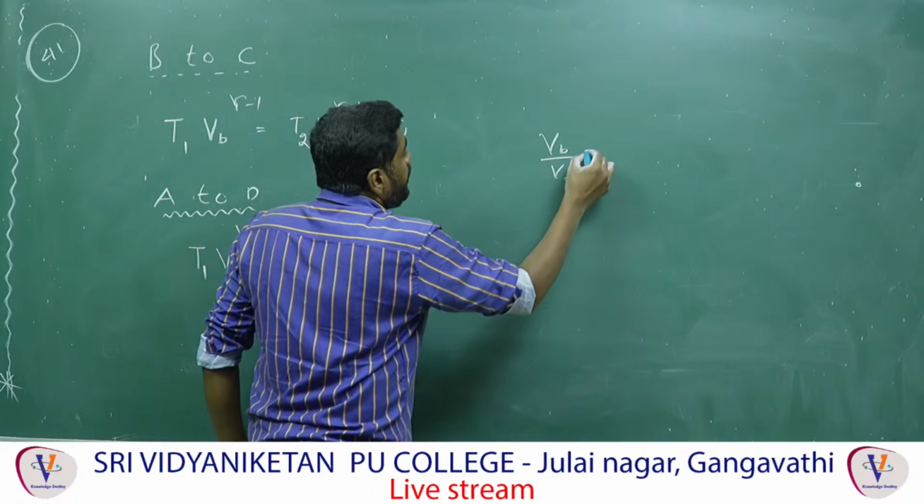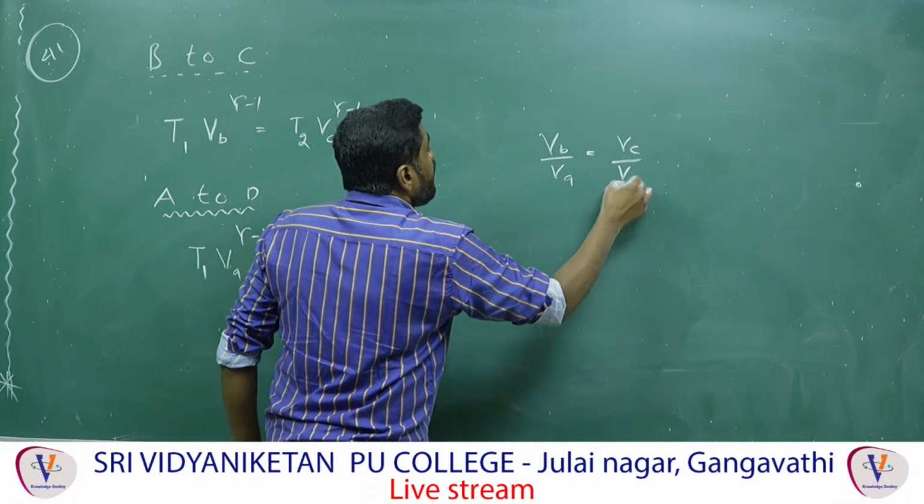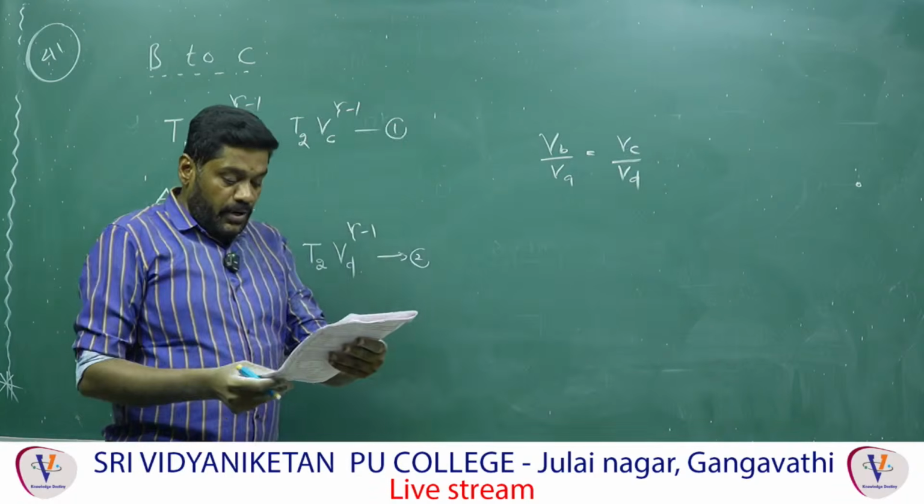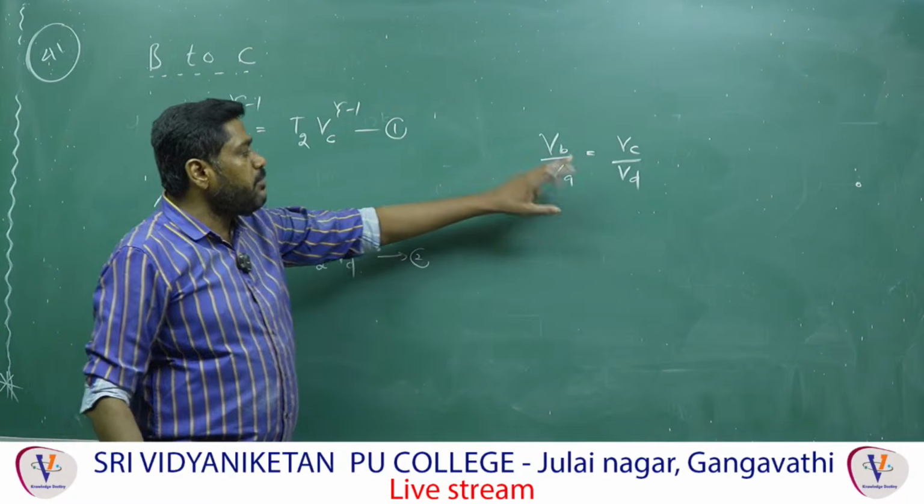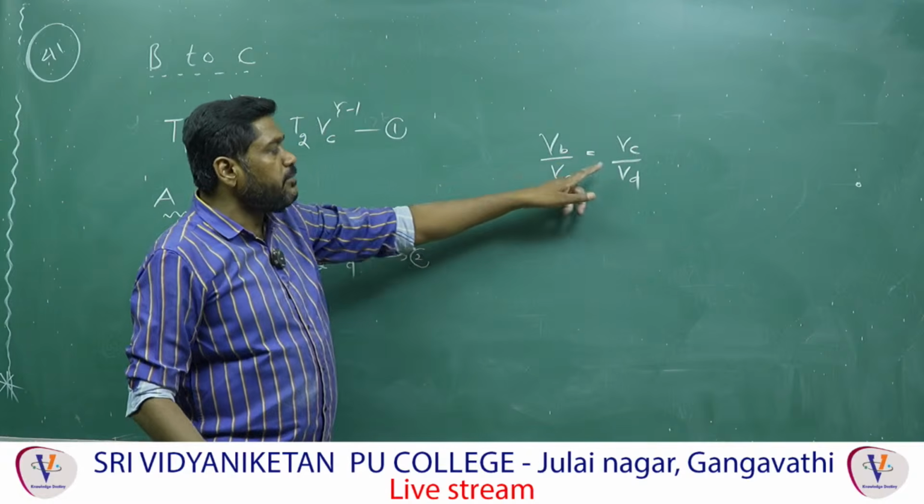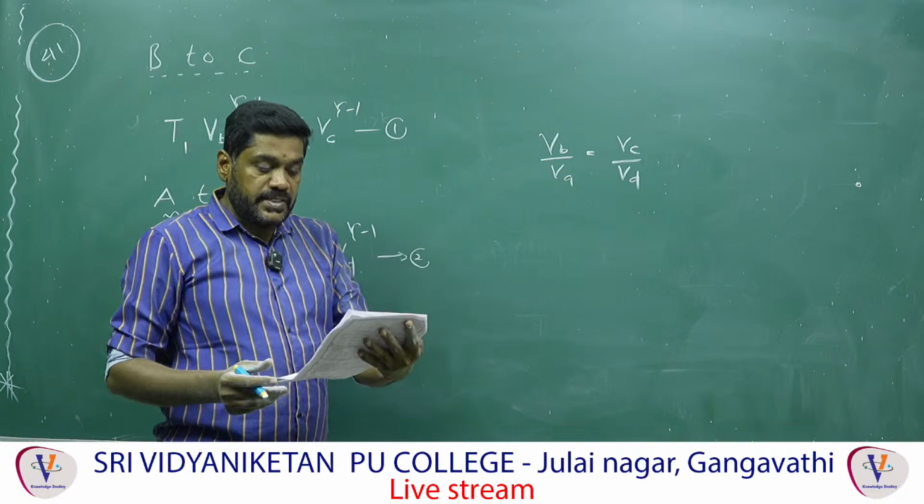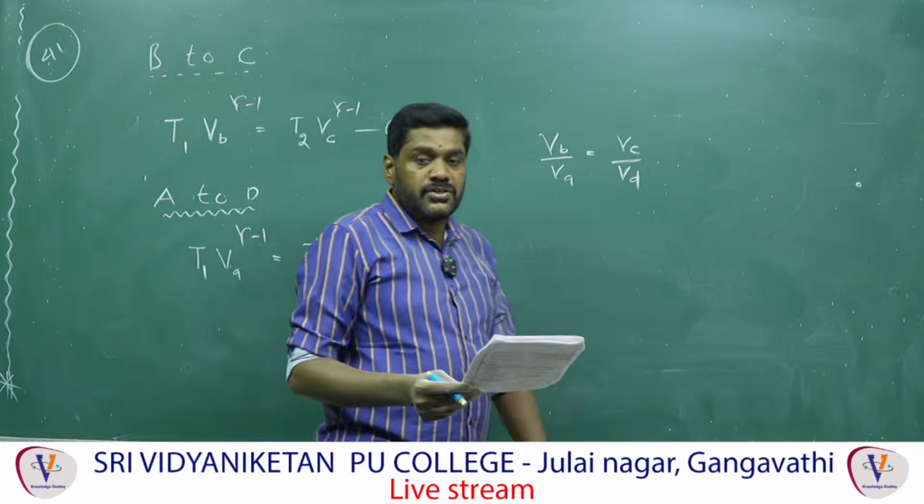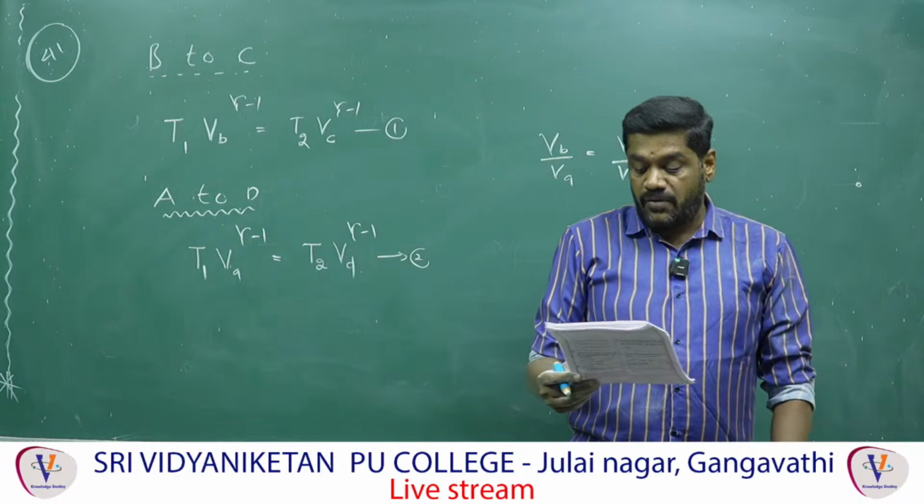VB by VA is equal to VC by VD, and you arrange them properly to get VA by VB. VB by VA is equal to VC by VD. Therefore, VA by VB is equal to VD by VC is the correct answer. 42 is direct. You can count the number of nodes and the number of anti-nodes.